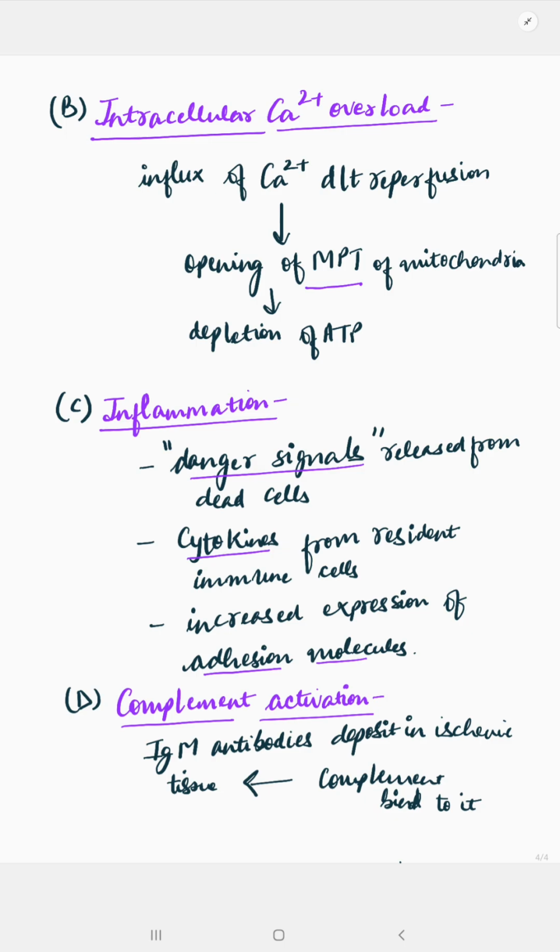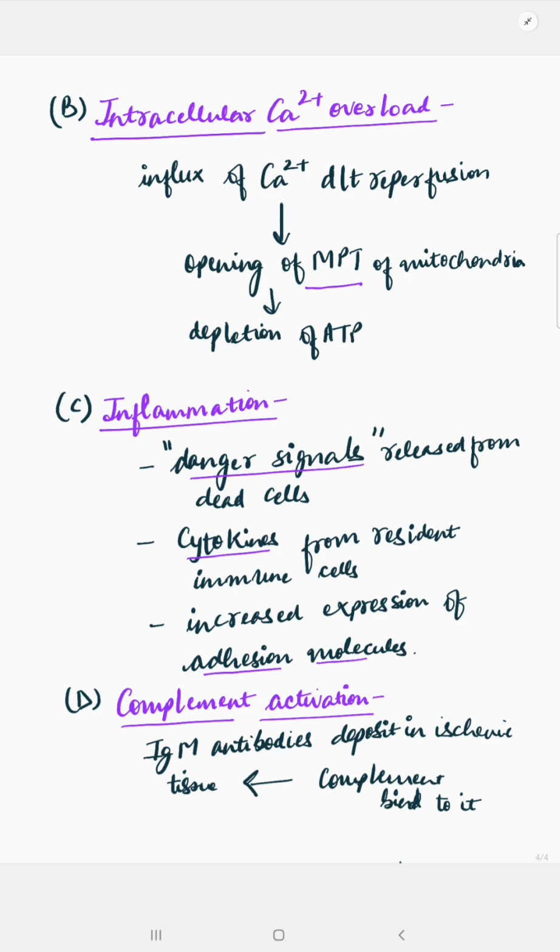Now this leads to opening of the mitochondrial membrane permeability transition pore, leading to a depletion of ATP and further contribution to cell injury. There is also inflammation seen surrounding the ischemically injured cells, because there are danger signals which are released from the dead cells. There are also cytokines released from the resident immune cells, and there is also increased expression of adhesion molecules. This leads to an inflammatory response and further damage to the ischemic tissue.